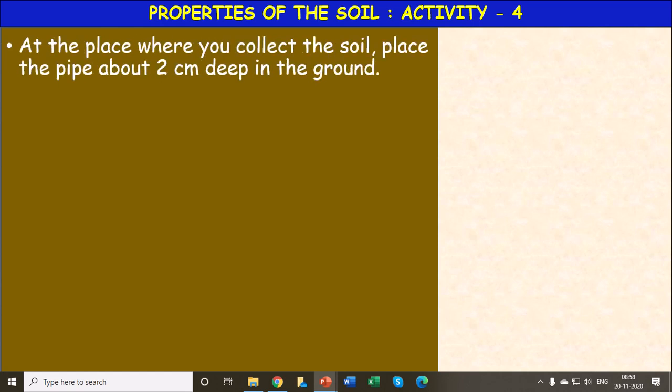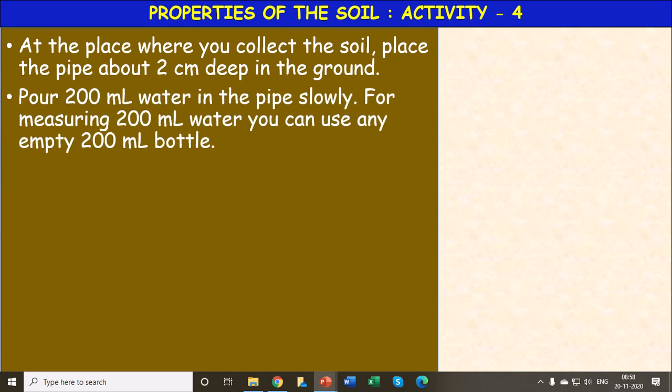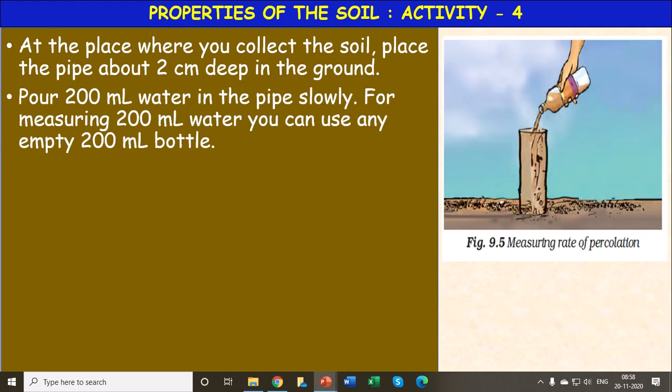Now at the place where you collect the soil, place the pipe about 2 centimeter deep in the ground. Just like this, 2 centimeter deep in the ground. The activity we are performing is for understanding a property of soil, that is the percolation rate, the rate of percolation.